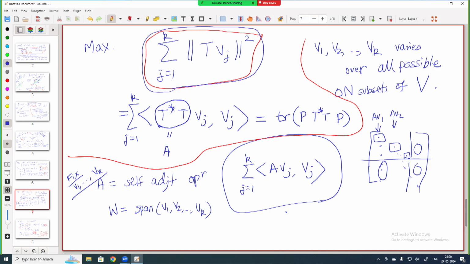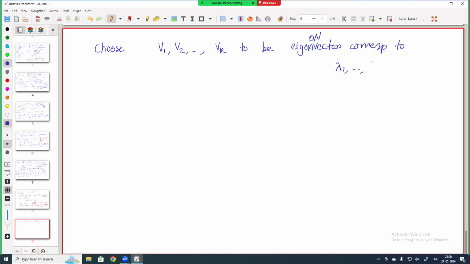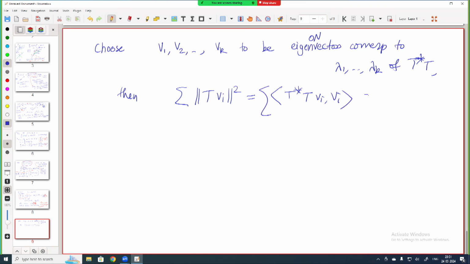So now if you take your vj's in this formula to be exactly the first k eigenvectors, so let us do that. If we choose v1, v2, ..., vk to be orthonormal eigenvectors corresponding to the first k eigenvalues of T star T, then the sum of the squares of the norms of T star T vi will exactly be the sum of the lambda i, that is exactly the sum of the lambdas, because these guys are all normal.